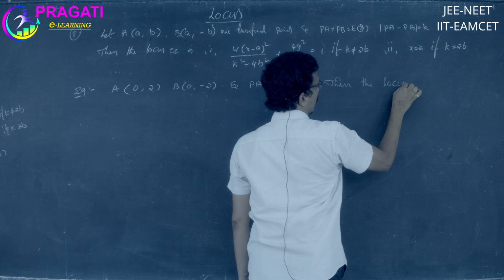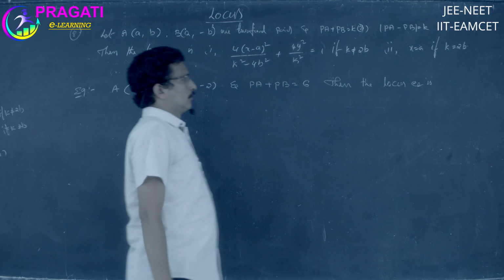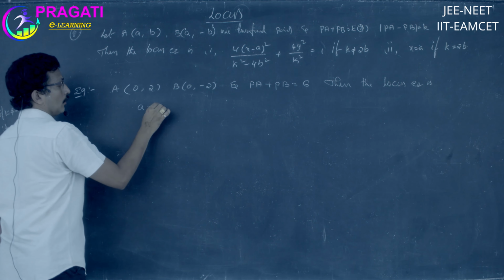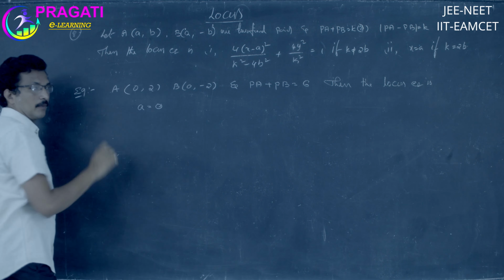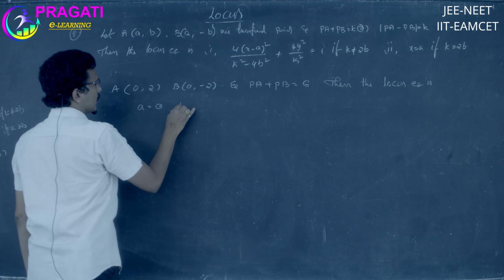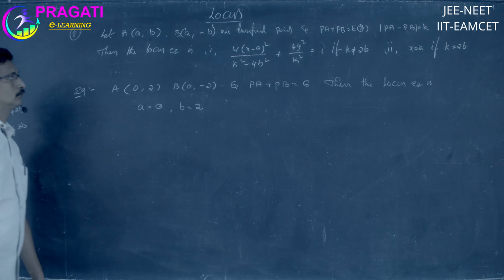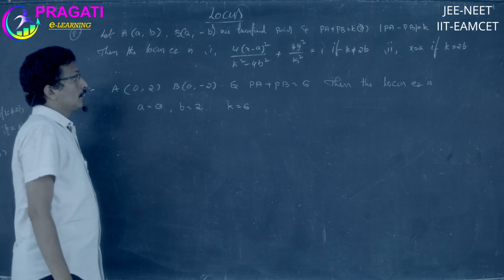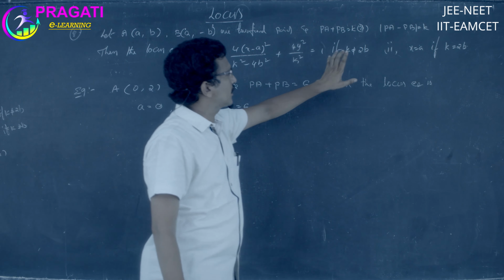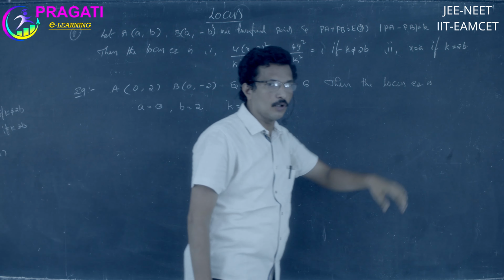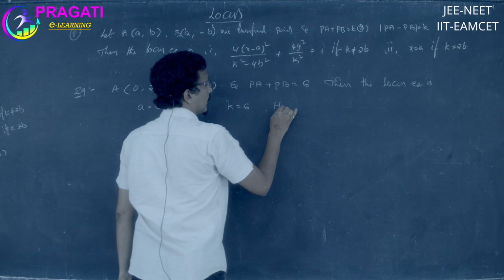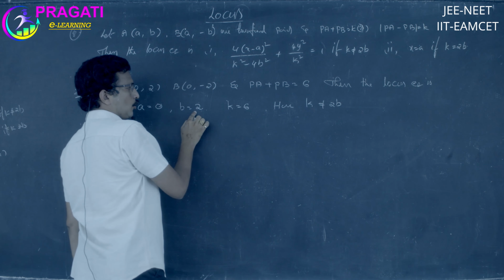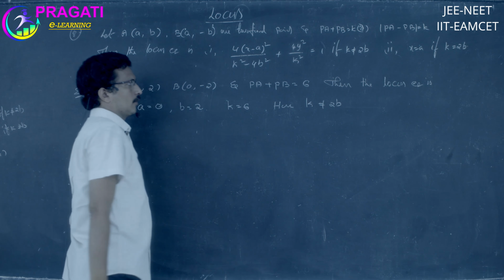the locus equation is, okay students, observe that comparing with (a, b), a is equal to 0 and b is equal to 2, and k is equal to 6. Here there are two cases, one is k not equal to 2b and another one is k equal to 2b. Clearly k is not equal to 2b, because k is equal to 6 and 2b means 4. So both are not equal, so we use the first formula.